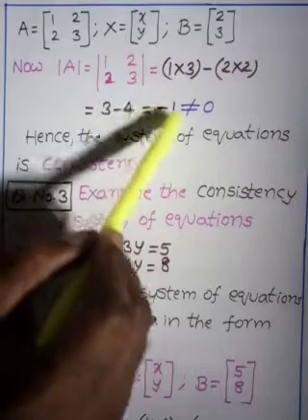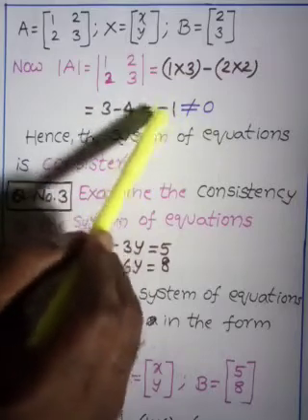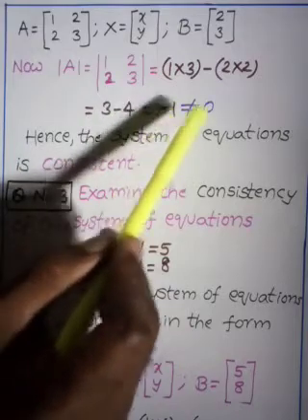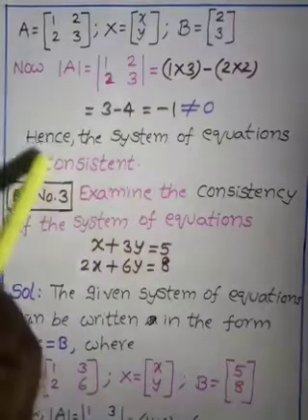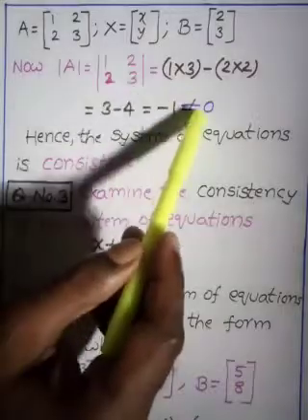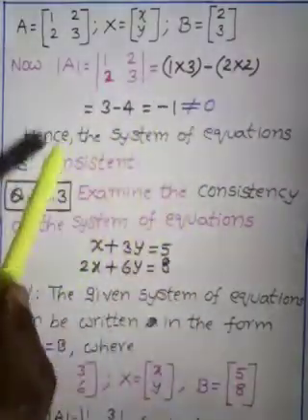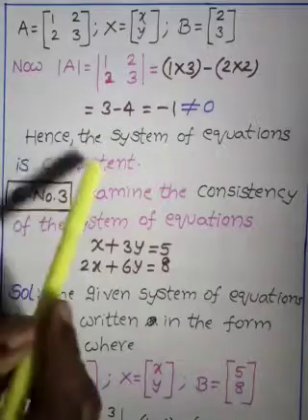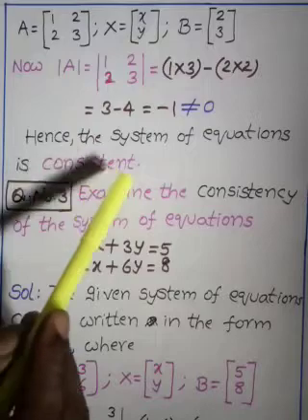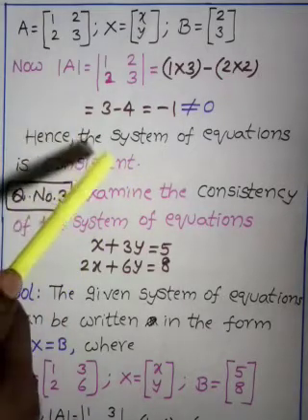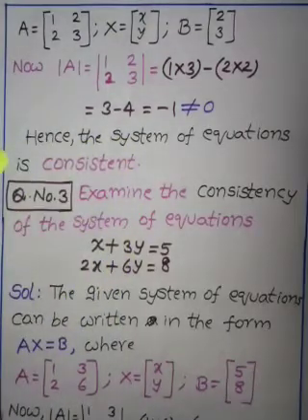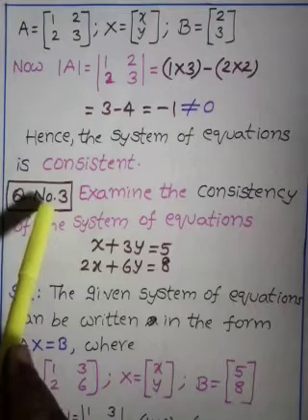Okay, my dear children. Now we have to identify whether this number is 0 or a non-zero number. Actually, this is a non-zero number. Right. Hence, the system of equations is consistent. Here, we got a non-zero number, delta is not equal to 0. Therefore, we can say that the system of equations is consistent. That's all. That is enough. No need to find the solution to the system of equations here. We just have to check whether the given system of equations is consistent or not. Understood, my children? Right.